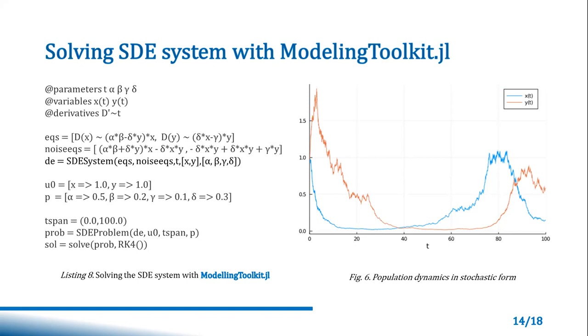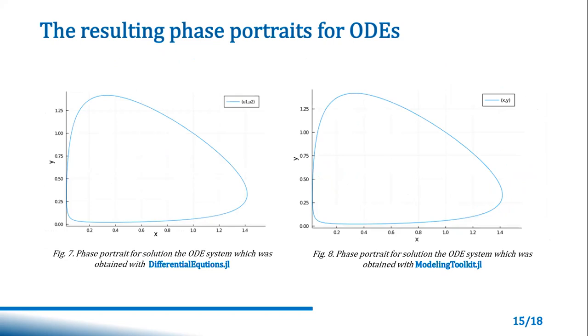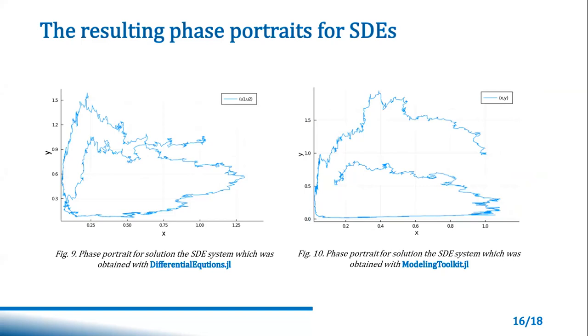Okay, the resulting phase portraits for this are also shown on this slide. They look the same because our solutions do not differ, which is normal. The coincidence of the solutions obtained in different packages is confirmed. The resulting phase portraits for SDEs look different, and it's also normal because of the stochastic behavior.